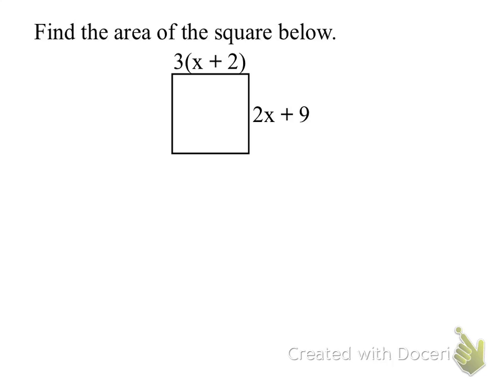Well, they want the area of the square, but in order to find that, you need to simplify each equation, and then you multiply them by each other to find the area. Okay. Agree. So how would I go about tackling this?